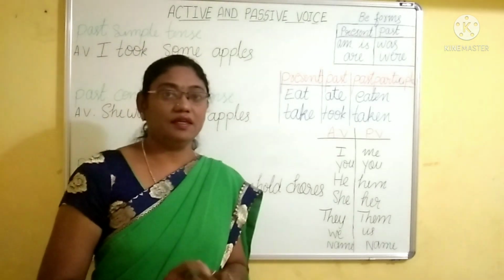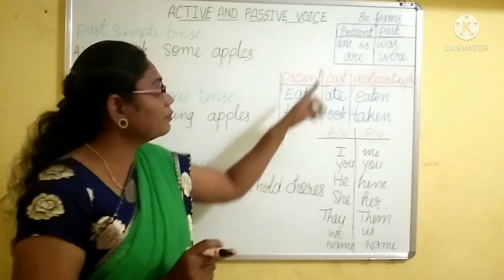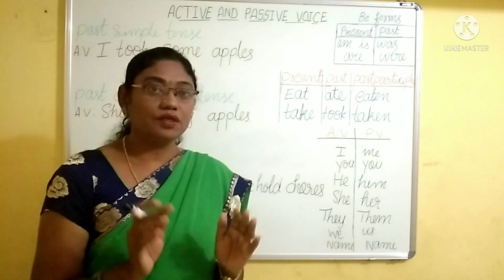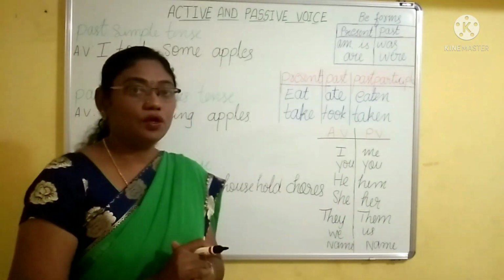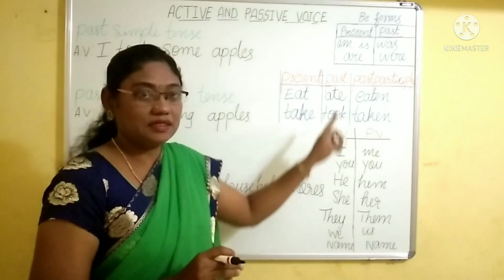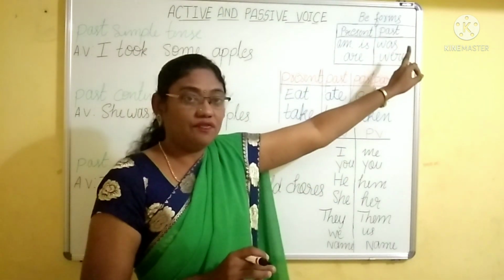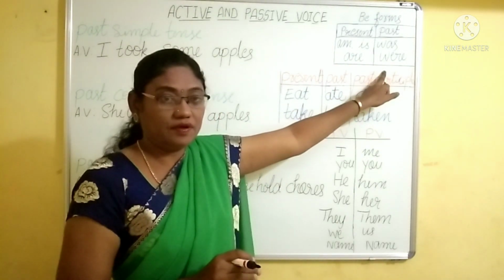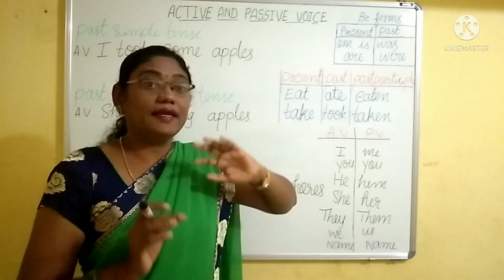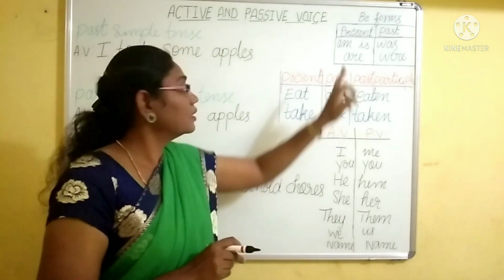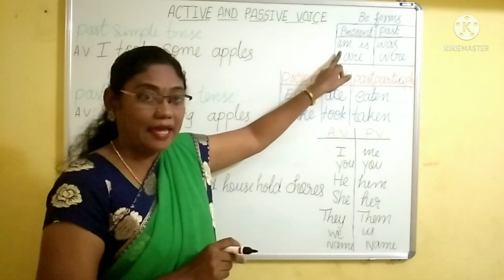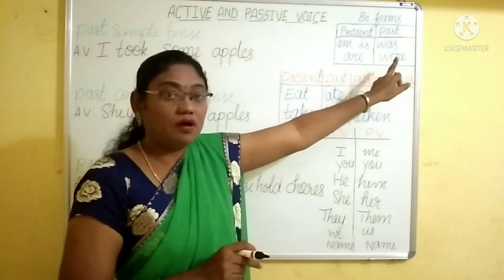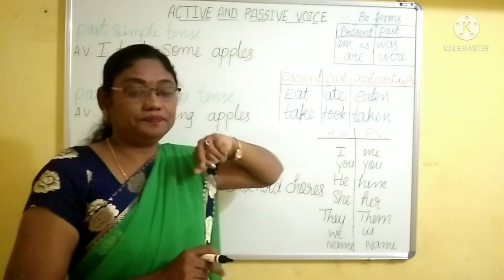First, dear viewers, you have to remember these things before going to do passive voice. These are be forms, present be forms and past be forms. I already explained in the previous class. Present be forms are am, is and are, right? Past be forms are was and were.